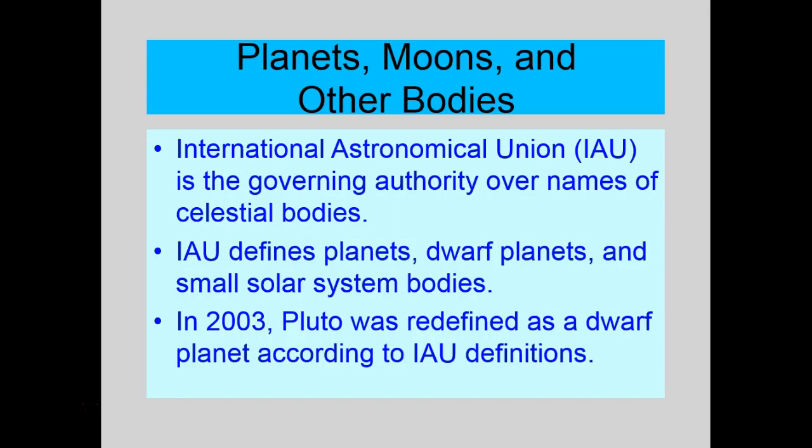Now, 15.1 is talking about planets, dwarf planets, moons, and other bodies, like I just sort of went through. So let me give you the definitions here. Well, first I'll read these points. The International Astronomical Union, IAU, is the governing authority over naming the celestial bodies, and even naming stuff on the celestial bodies. The IAU defines planets, dwarf planets, and the other smaller solar system bodies. And in 2003, not that long ago, were all of you born then? Probably. Okay, Pluto was redefined as a dwarf planet according to the IAU definition. Now, they don't give these here, but that's when it happened. Up till then, it was defined to be a planet.